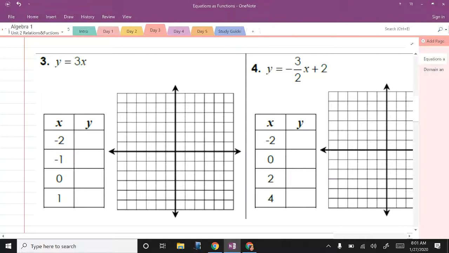So easy. y equals 3x. So how are we going to get our y values? You just multiply your x's times 3, aren't we? All right, so y'all help me fill out the table. What's negative 2 times 3? Negative 6. What's negative 1 times 3? What is 3 times 0? 0. What is 3 times 1? 3. That was very painless, wasn't it?